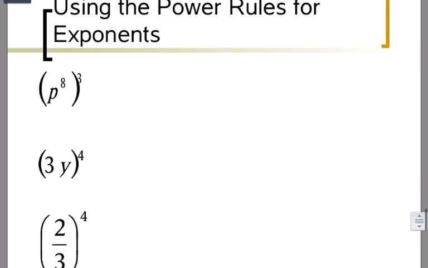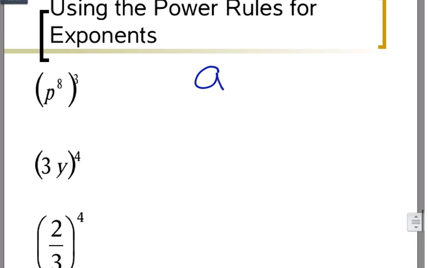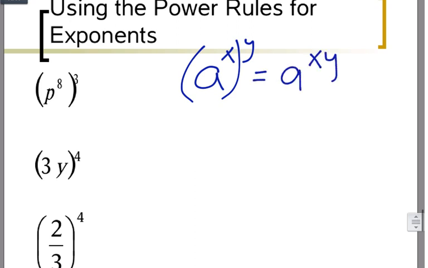Alright, next we're going to talk about the power rule for exponents. The power rule is that if I have a to the x power to the y power, I take my a and multiply the x and the y. On this problem, p to the 8th to the 3rd power, I'm supposed to multiply the 8 and the 3.